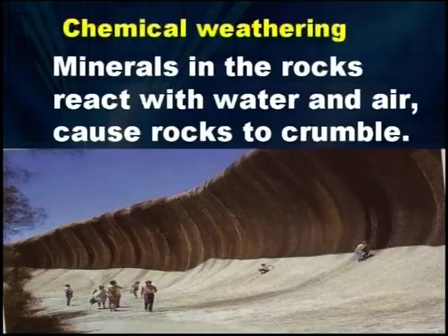Now, our second type of weathering is chemical weathering, where minerals in the rocks react with water and air, and they cause rocks to crack and also crumble.